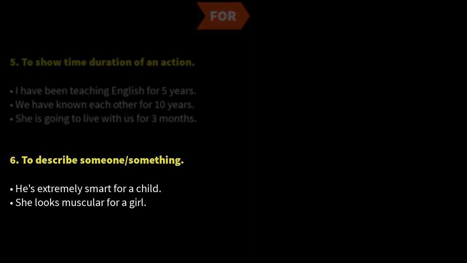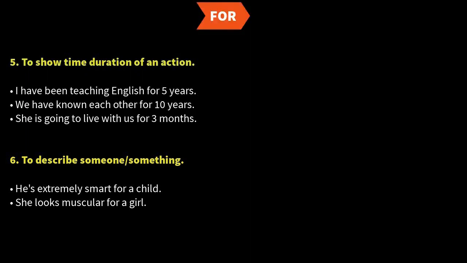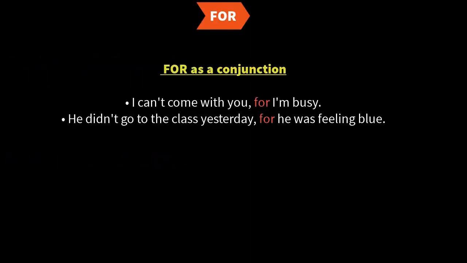She looks muscular for a girl. So guys, that is how we use for as a preposition. Now, you need to remember it can also be used as a conjunction. Look at these two examples.